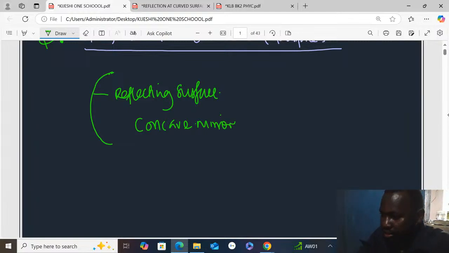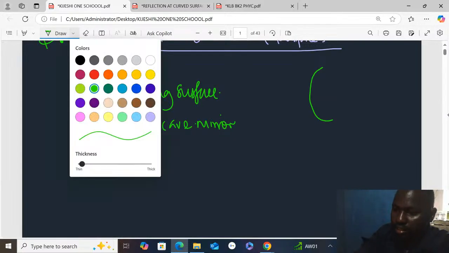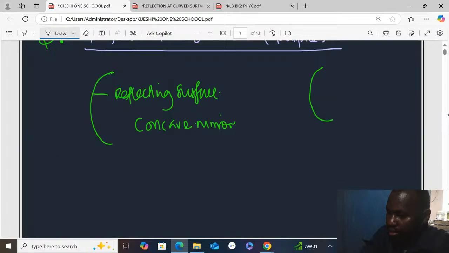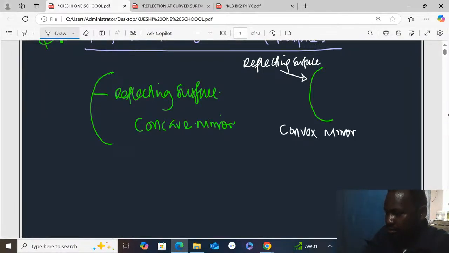If on the other way around, this becomes the reflecting surface, then this one becomes a convex mirror. That is something to clarify so as to ensure that there is no cause of alarm. Let's continue.